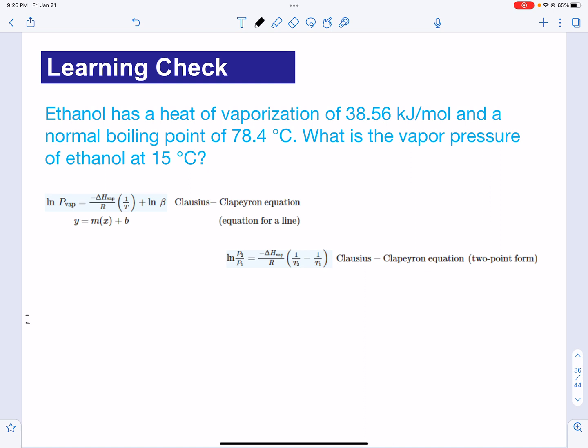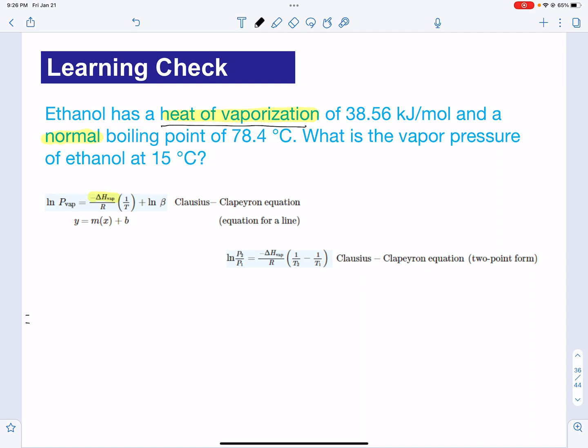So let's do this problem. Ethanol has a heat of vaporization, so this is given, of 38.56 kilojoules per mole. And a normal boiling point, normal.